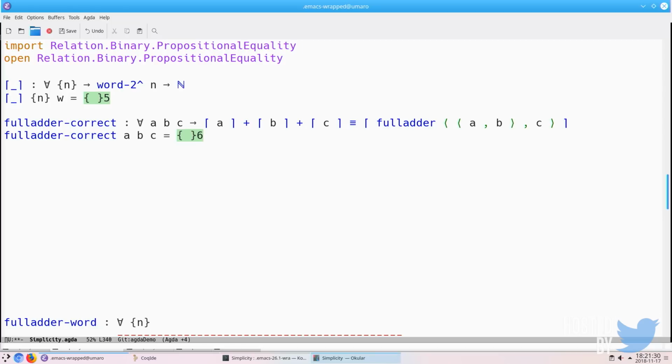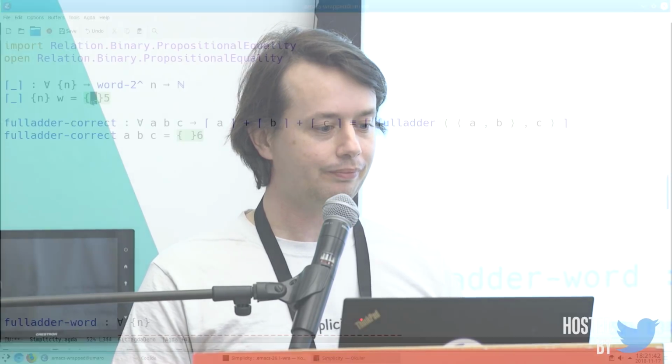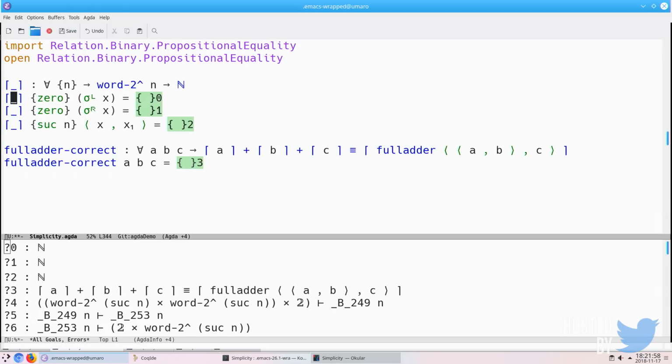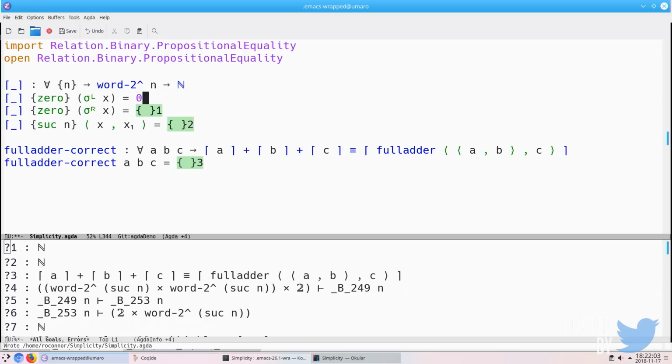Is that really doing a full adder? So let's find out. In order to know whether it's actually being a full adder, we need to understand what the meaning of these words are. The words mean natural numbers in some sort of Big Endian or Little Endian interpretation of the words. So we're going to write an interpretation function. In the case that we have a single bit word with the left constructor, that's going to denote 0. And if it has the right constructor, it's going to denote 1.